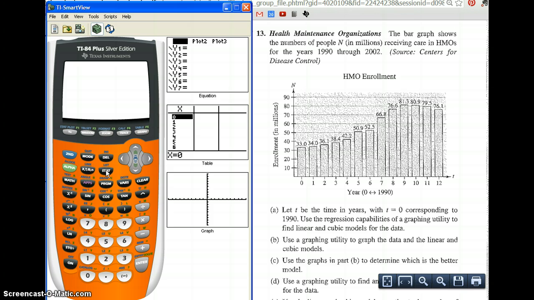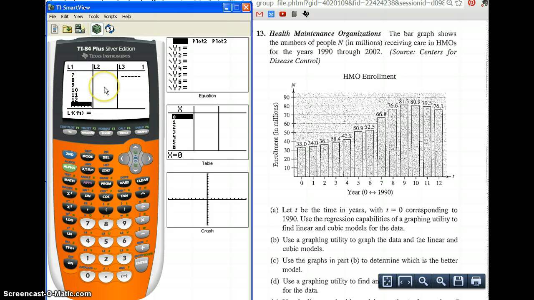So turn your calculator on. Since we're dealing with data, you'll hit Stat, you'll hit Edit, and then you're going to enter your data into List 1. Always just go up to the top and hit Clear and Enter, and it clears out your data for those lists. So clear, enter, there we go. So in list 1, I'm going to put times or years. So 0, 1, 2, 3, 4, 5, 6, 7, 8, 9, 10, 11, 12.